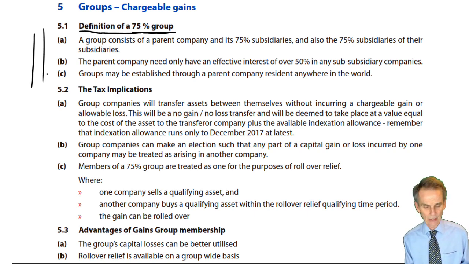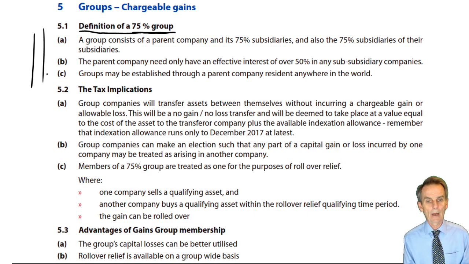So what do we mean this time by a 75% gains group? Once we know who's in, which, as I say, I will illustrate next time, once we know who's in, then so what? What does it mean? And a bit like at the beginning of our study of groups, we said that membership of a group gave rise to certain rules where HMRC say, if you do this, this is the way it will be treated. No other option. You can't decide how it will be treated for tax purposes. This is what will happen. That's what we have here.